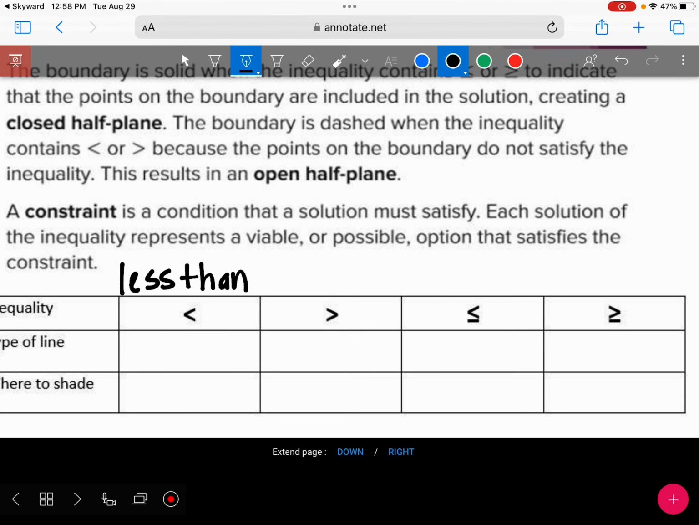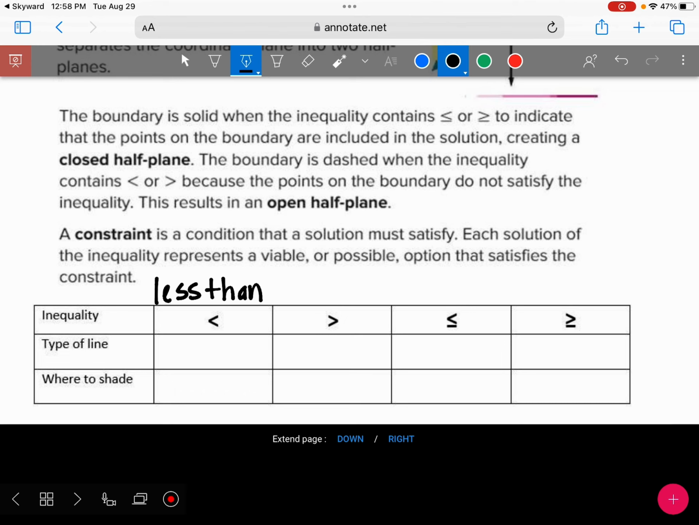When it's less than, because it doesn't have the solid line under it, when we graph it, it's going to be dashed. And we're going to shade below.